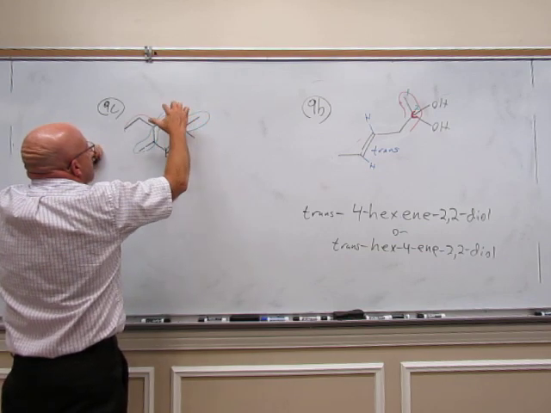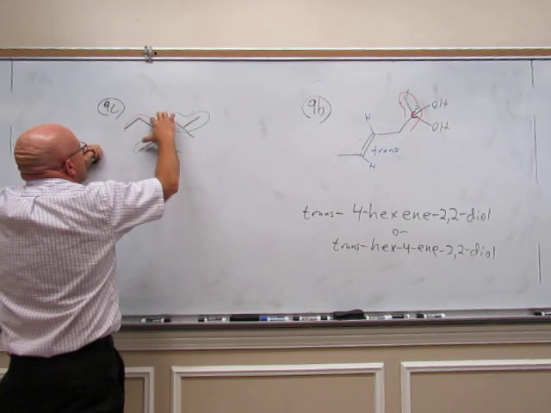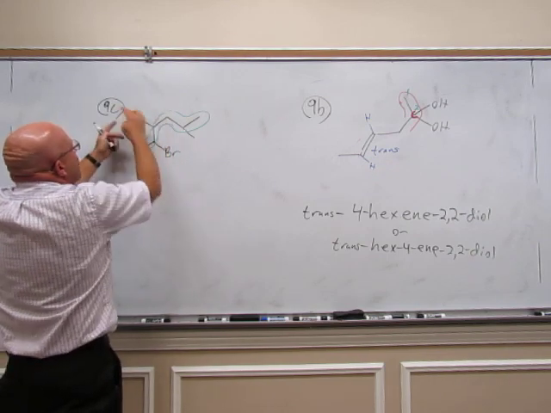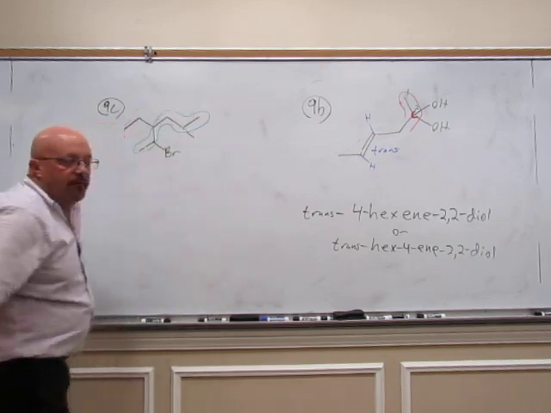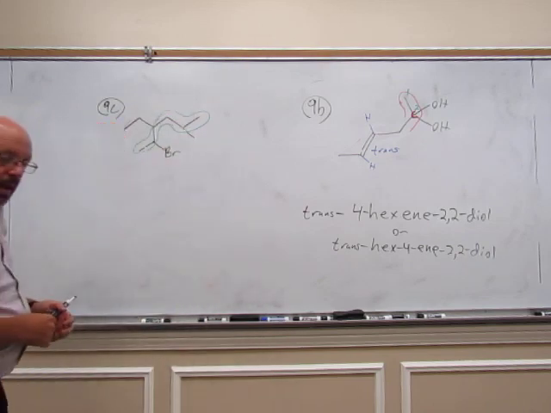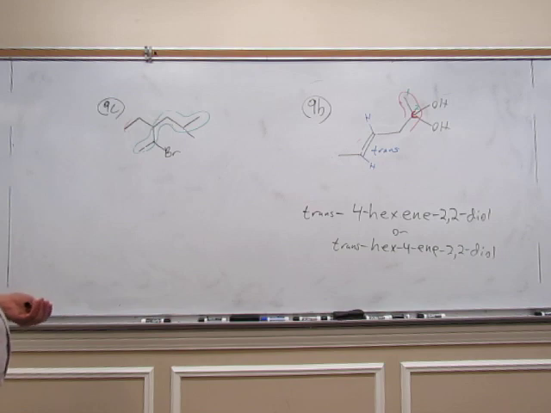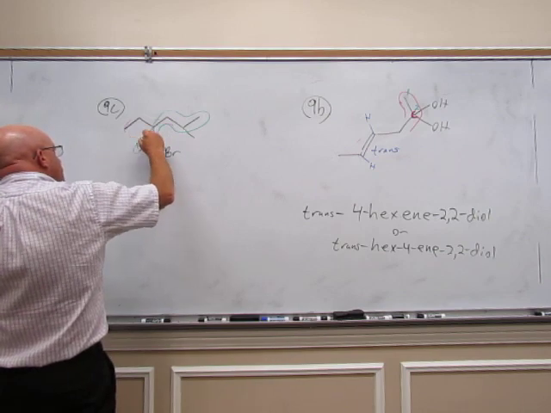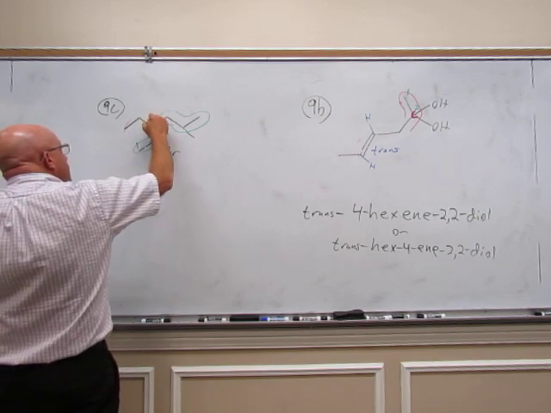The green one has 3 substituents. Look at the green one, it's got a bromo hanging off, it's got an ethyl hanging off, and you got the methyl hanging off. The green one is the correct one. Now we want to number it to give the substituents as low numbers as possible. You can try it both ways, but starting on this end will give you the smallest numbers.